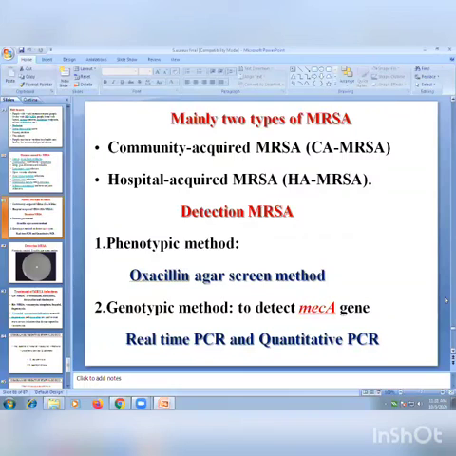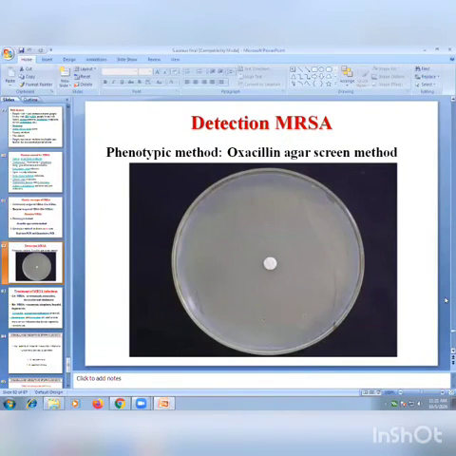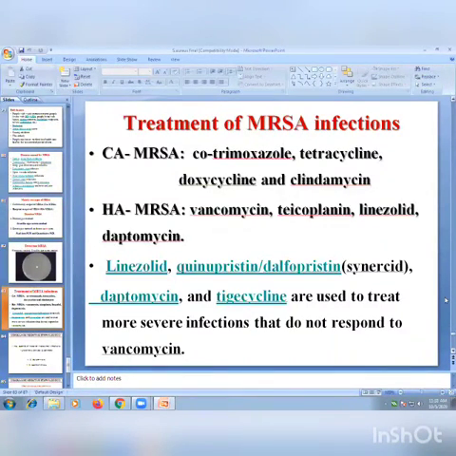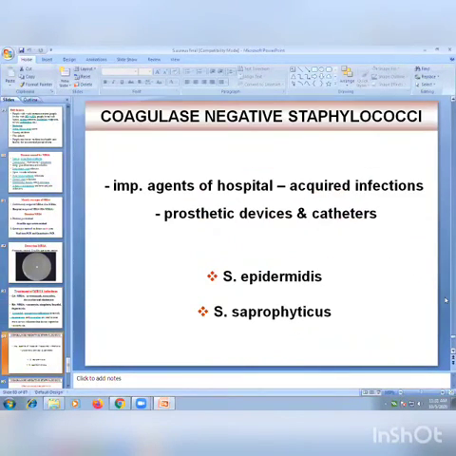There are mainly two types of MRSA: community acquired MRSA and hospital acquired MRSA. Detection of MRSA uses phenotypic methods and genotypic methods: the oxacillin agar screen method and real-time PCR. Nowadays we are using these for detection. For community associated MRSA, treatment is cotrimoxazole, tetracycline, doxycycline and clindamycin. For hospital acquired MRSA, vancomycin, teicoplanin, linezolid and daptomycin are generally used for treating such patients.